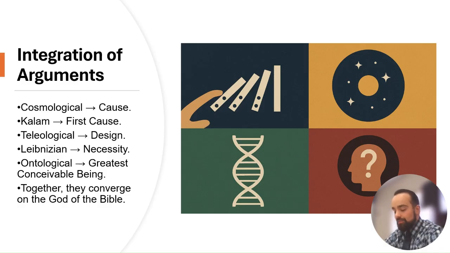So integrating these arguments, each of the classical proofs, the cosmological argument, the teleological, Leibnizian, and ontological, each offers a unique lens to understand God's existence. So it's not that one of these is true and the others are not, or that we only need one of these arguments. Each one of the arguments shows a different facet of God. We can see a different part of him through these arguments, and hopefully, simply by studying the arguments, we can actually get to know God better and also be able to provide a better argument for his existence to those who would be skeptical that he is real.